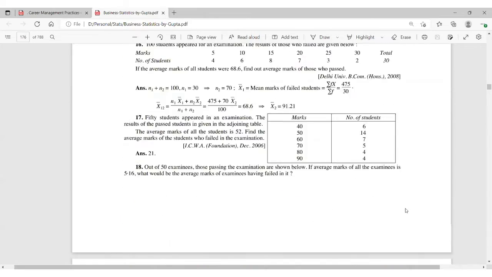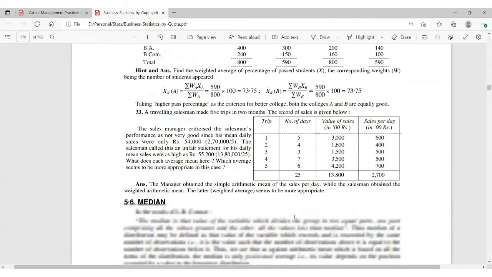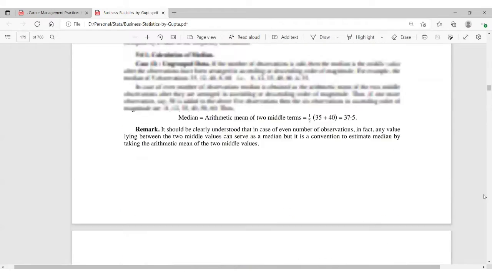Now, Saturday is over. Let me start the topic median. Median.